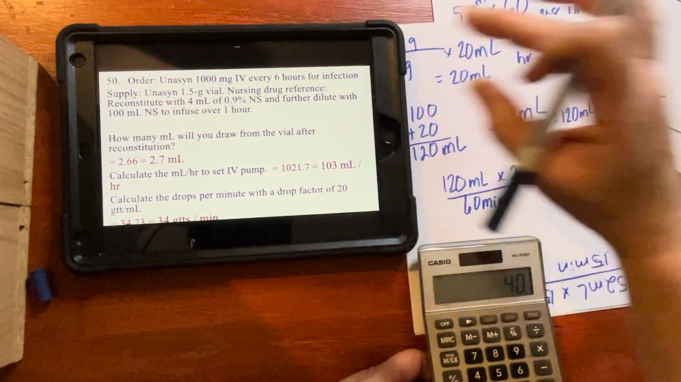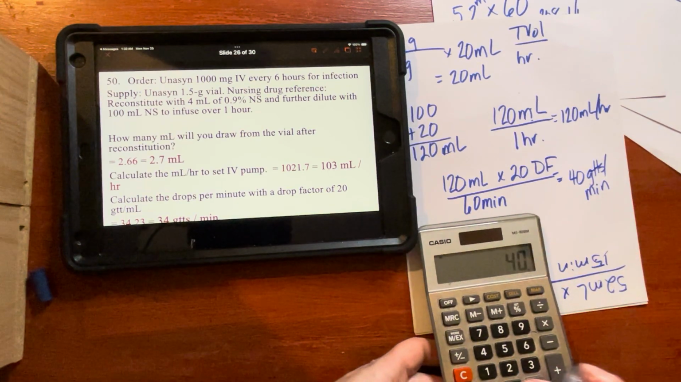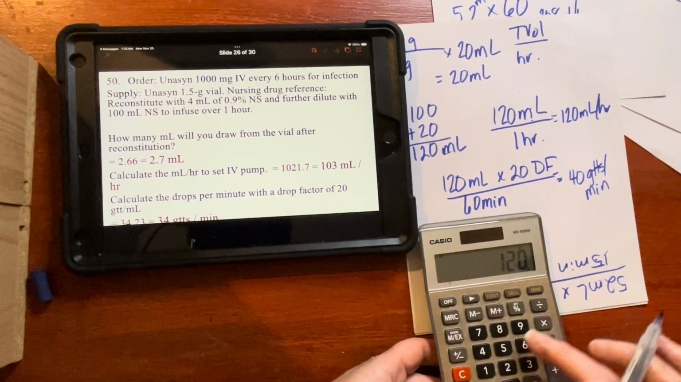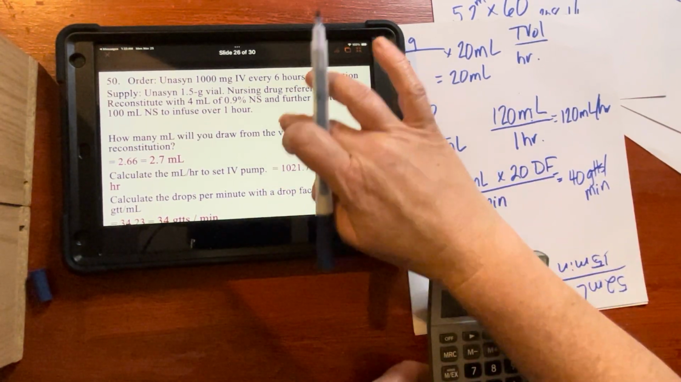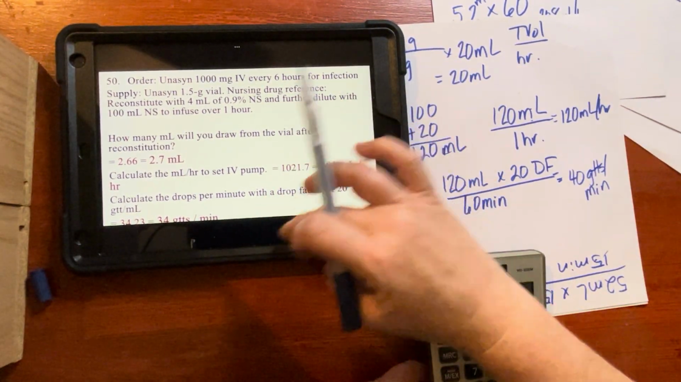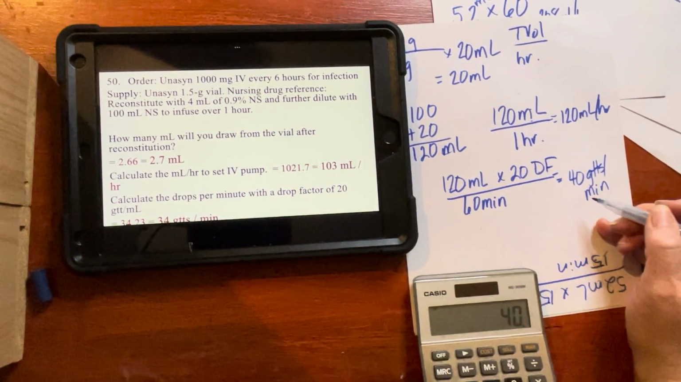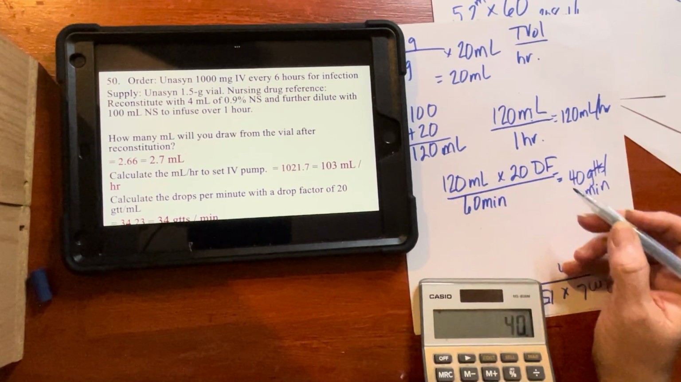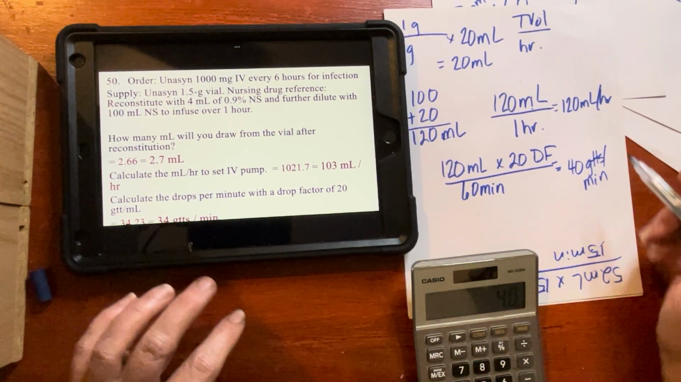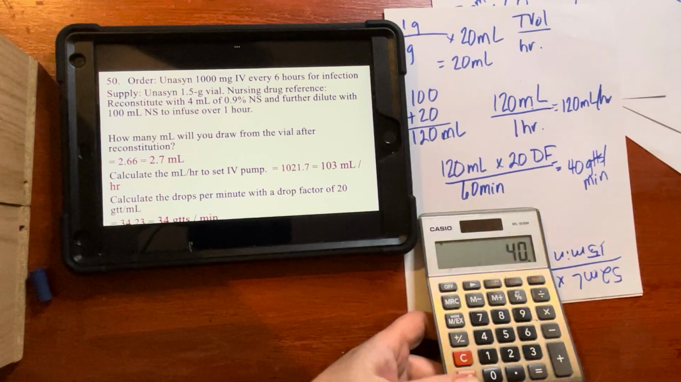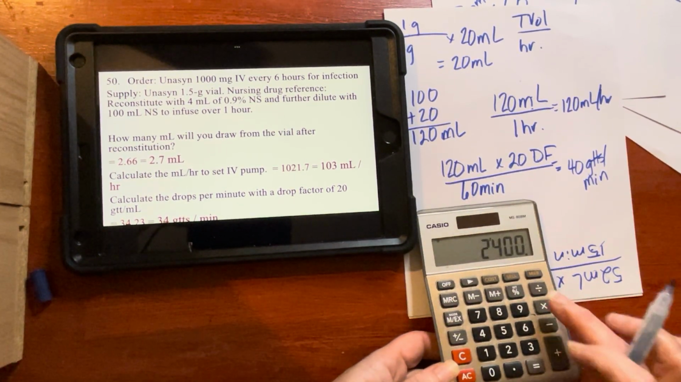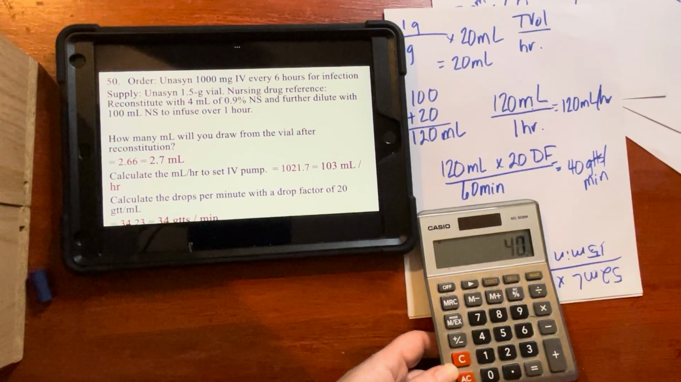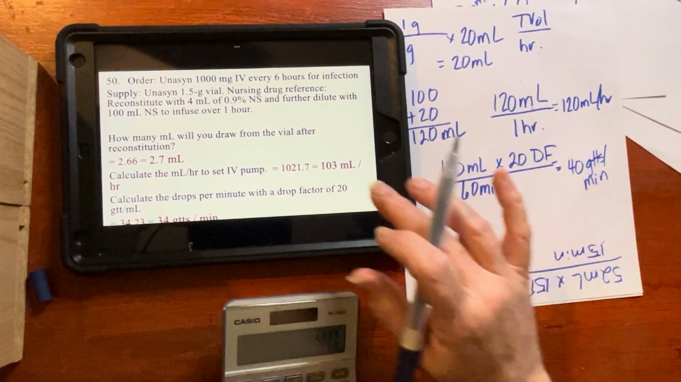Come on, I did it wrong. Hold on. I did 120 times 20 equals, I was talking. Okay, that's right. I put 34. What was I thinking? 120 times 20, okay. It's 40. You see that? I'm going to work one more time. 120 times 20 equals, divided by 60. 40 drops per minute.